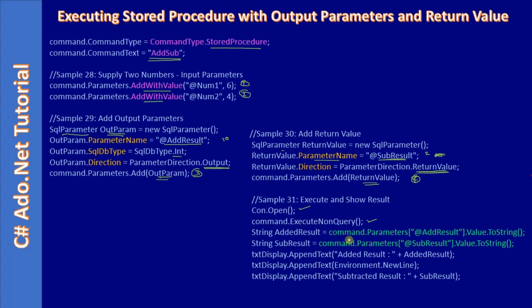we once again use our parameter collection. If you see command parameters of, we refer to our parameter name add result, because we already packed it. Now we are reading back the value dot to string, so this will read the content from that output parameter and store it in a string. In the same way, we read command parameter collection of sub result. This is the return value, value dot to string, and here we are holding the subtracted result. Finally, we are printing this result in the multi-line text box.